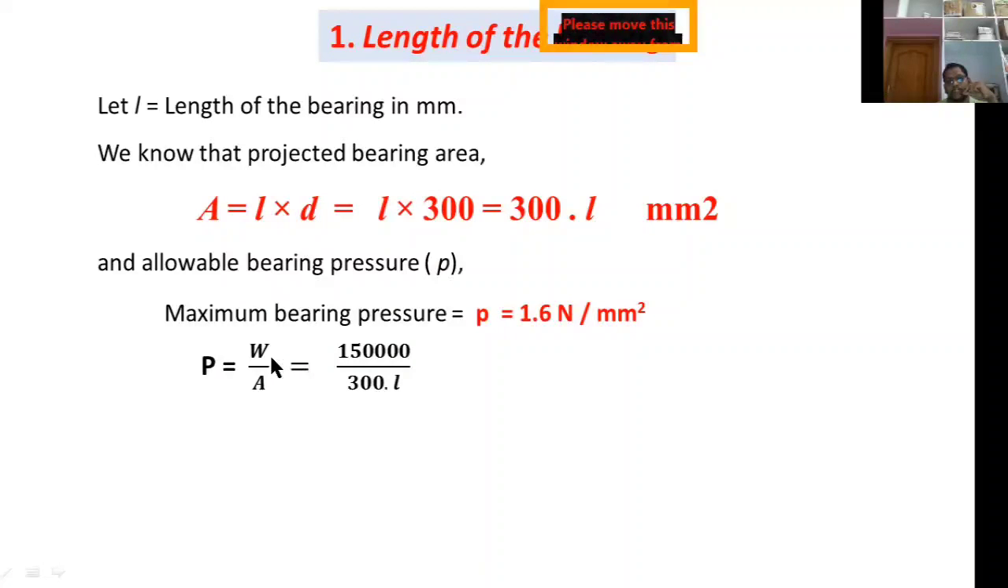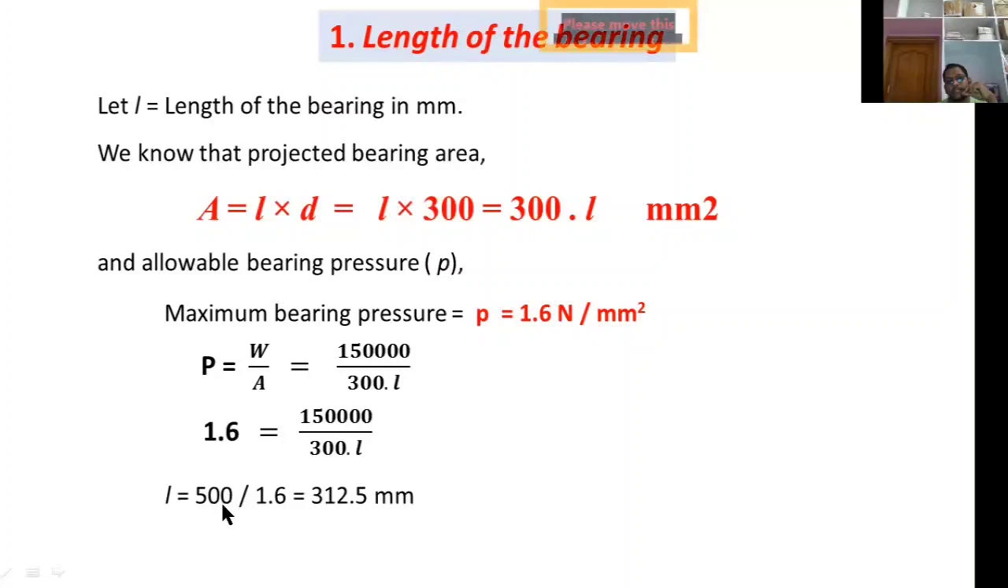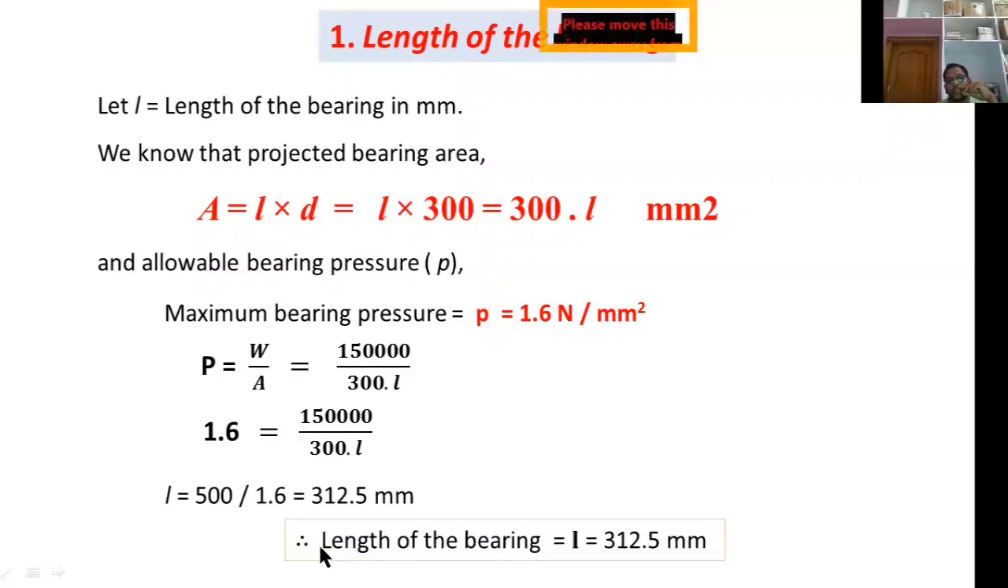Load is given, that is 150 kilonewtons. So 150,000 divided by area equals 300 L. By using this formula and substituting the value of P equal to 1.6, finally we get the length equal to 312.5 mm. So finally the length of the bearing required is L equal to 312.5 mm. This is the answer for the bearing length.